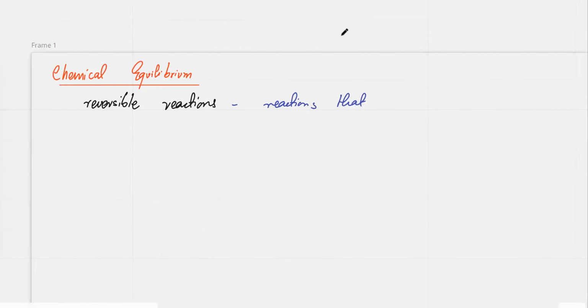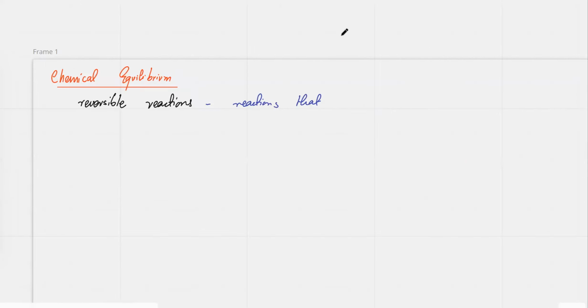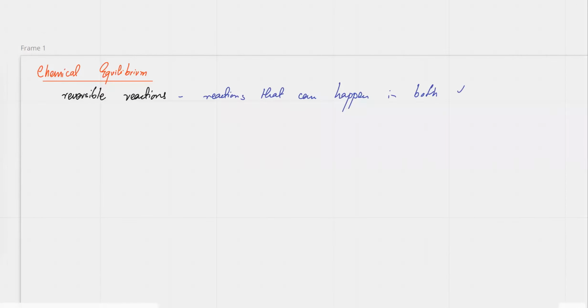Yesterday we did moles. We're going to start with chemical equilibrium now. So reactions that can happen in both forward and backward direction.